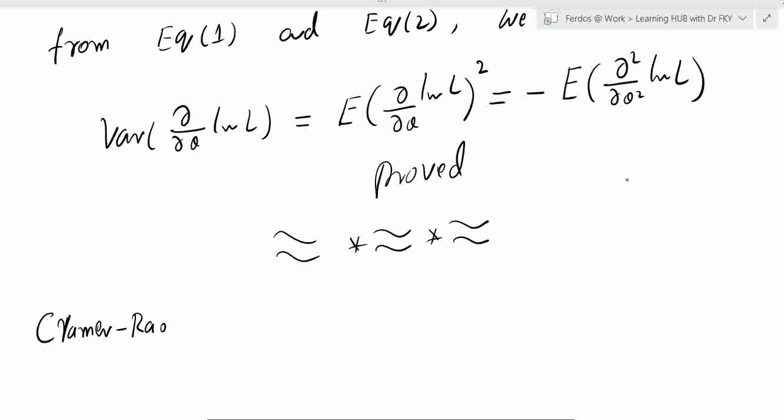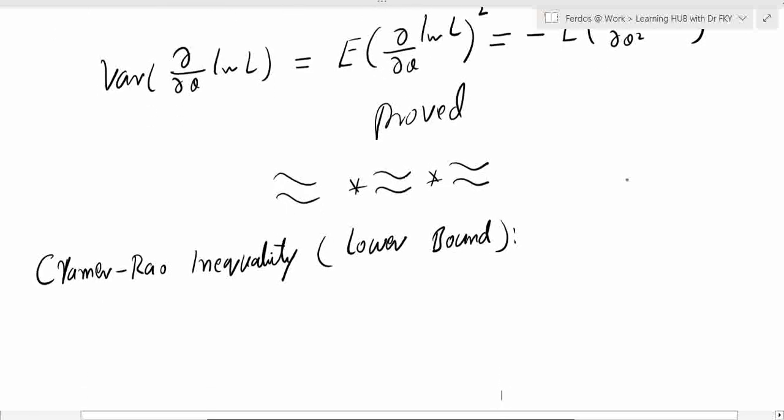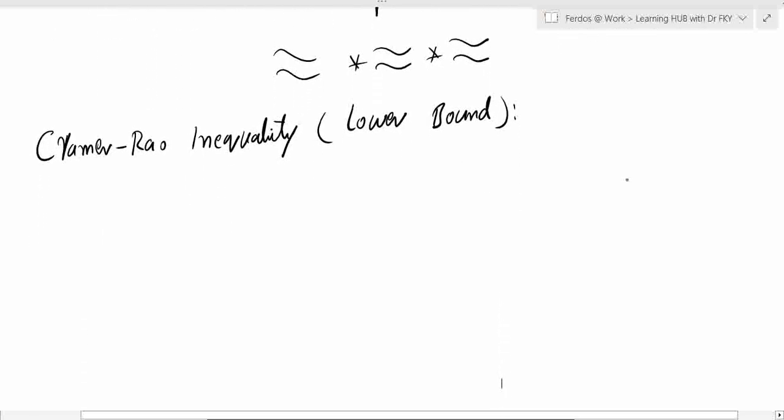Cramér-Rao inequality, or say lower bound. Remember, the lower bound is for the variance. I will just write the statement first.